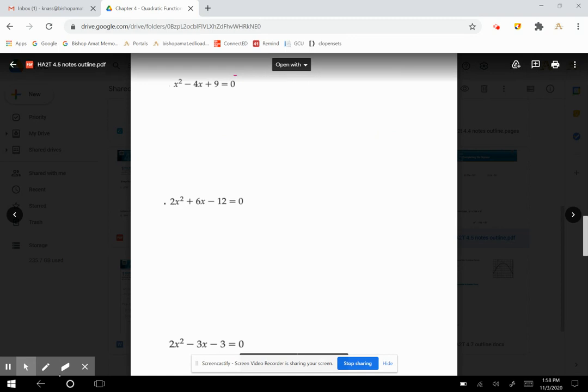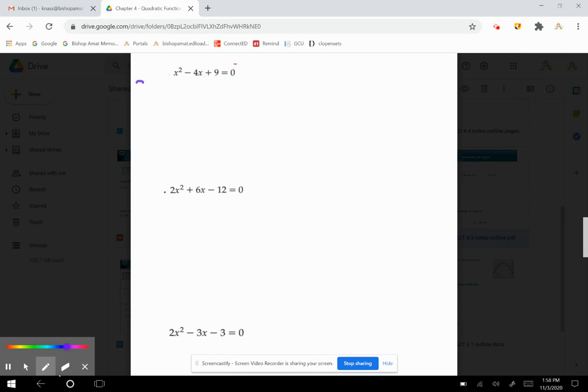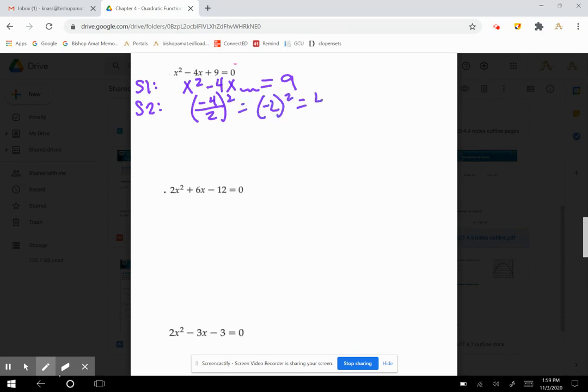Let's try the next one. All right, so step 1 is to get that 9 on the other side. x squared minus 4x equals 9. Then I'm leaving that little space. Step 2 is to complete the square. So negative 4 over 2 squared equals negative 2 squared, which is 4. Step 3, we're going to input it back in. So a plus 4 and a plus 4. And now step 4 is to factor and solve.